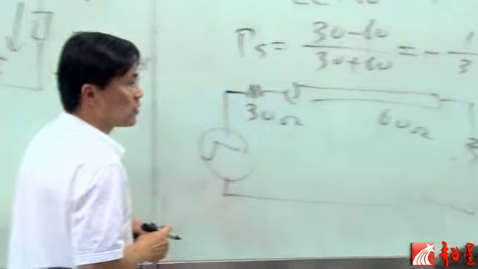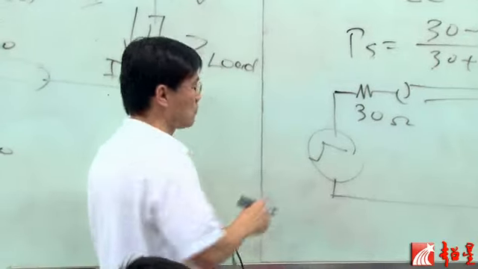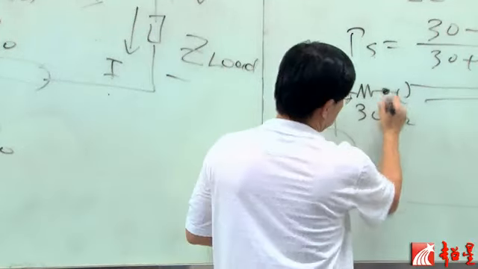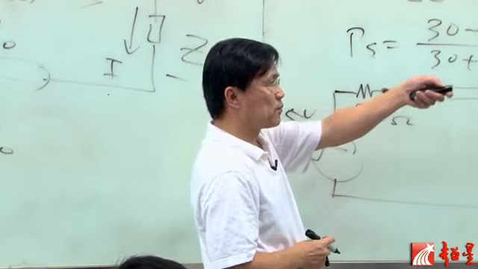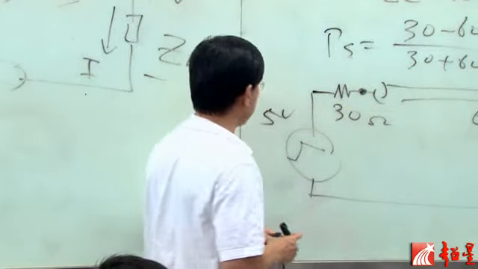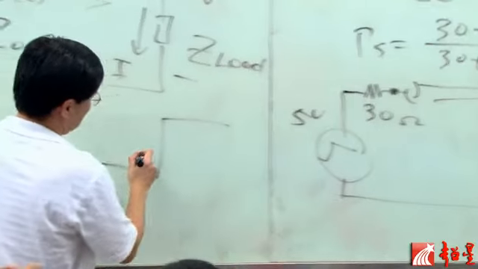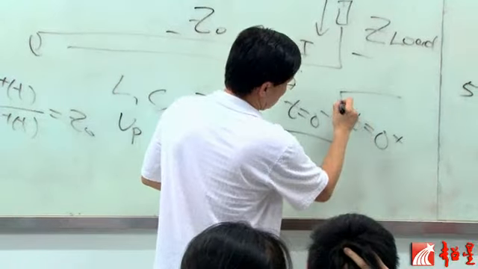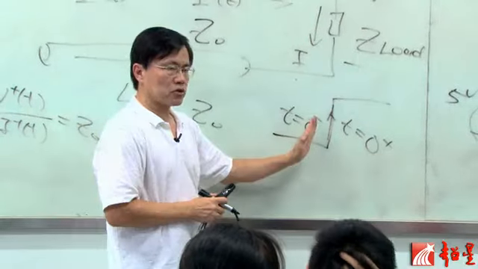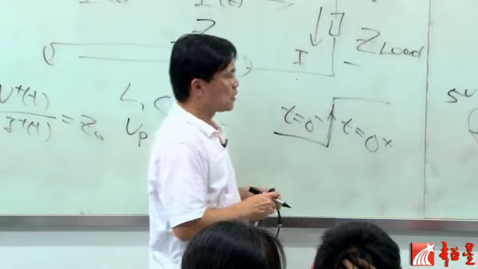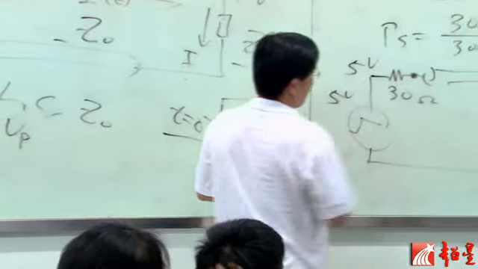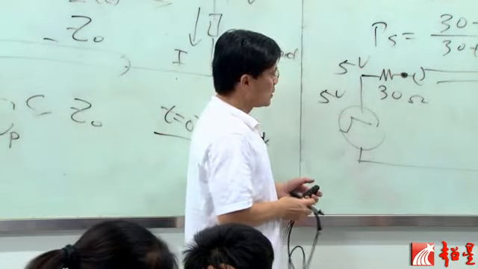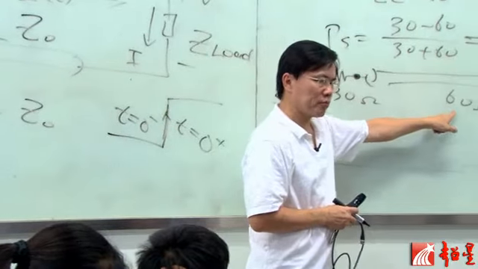When the step function started, it's a 5-volt step, right? It's a 5-volt step function. So when this 5-volt step function started, I call it V in 0 plus. Basically, this is time equal to 0 minus. This is time equal to 0 plus. This is the boundary between the two. As soon as the step function started, we're going to have 5 volts here. But at this point, it's not going to be 5 volts. At this point, the source is going to see a 60 ohm.